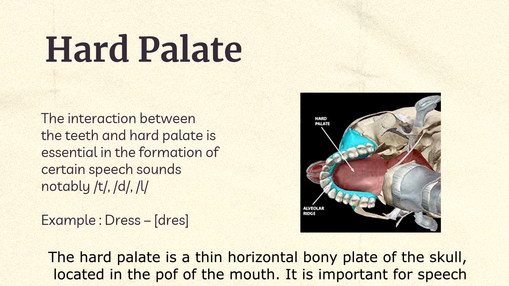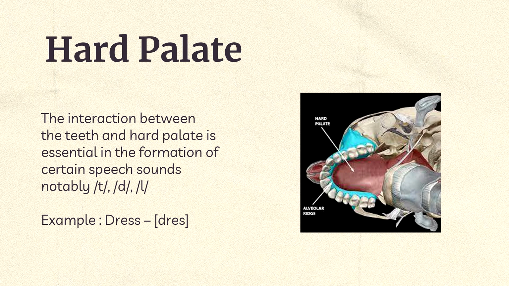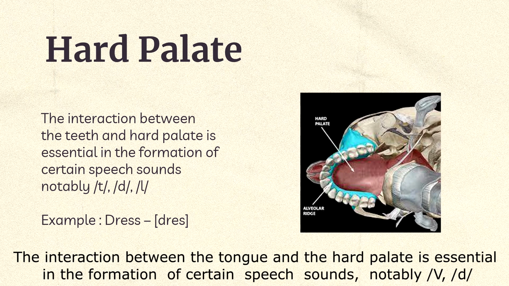The hard palate is a thin horizontal bony plate of the skull, located in the roof of the mouth. It is important for speech. The interaction between the tongue and the hard palate is essential in the formation of certain speech sounds, notably f, t.